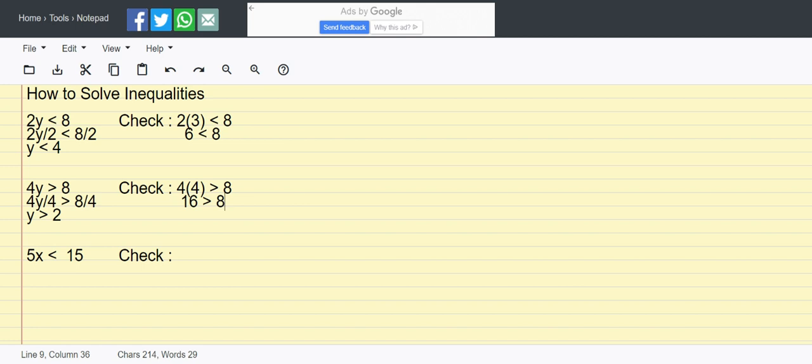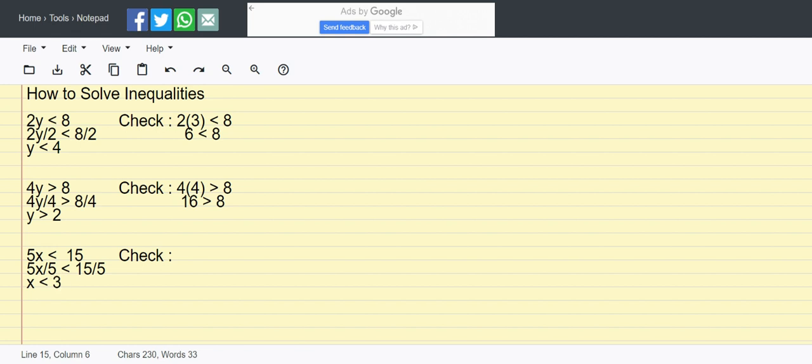Our last inequality for today's video is 5x is less than 15. The first step is to divide 5 to both sides. And then x is less than 3.